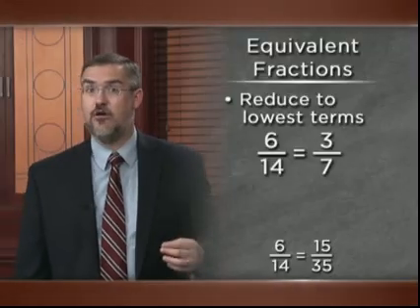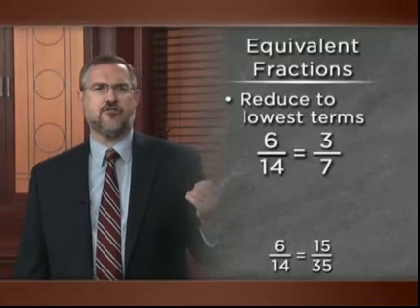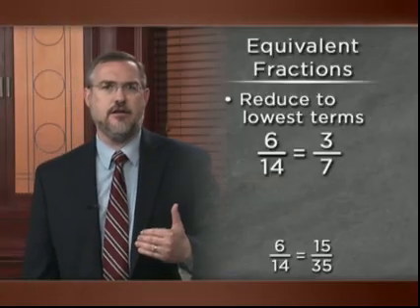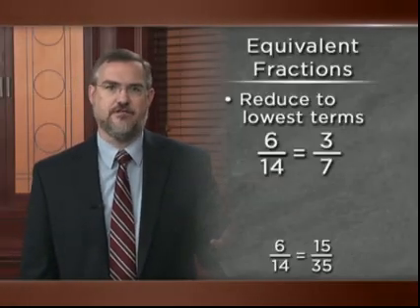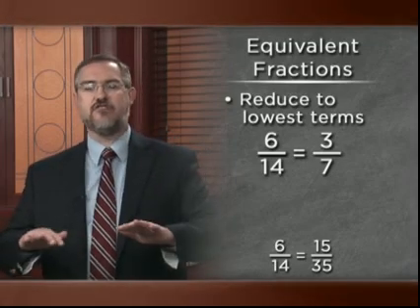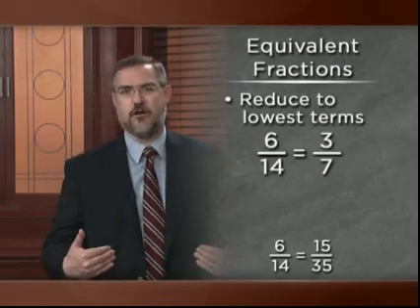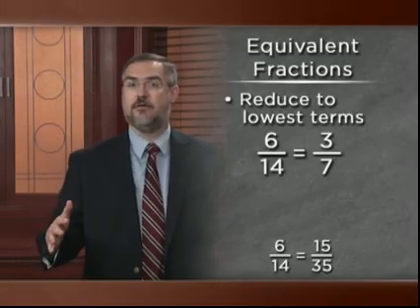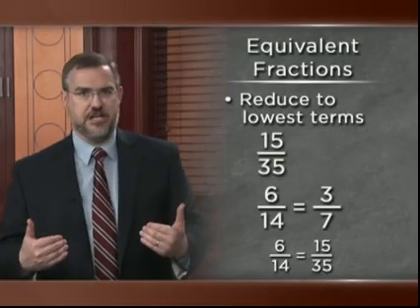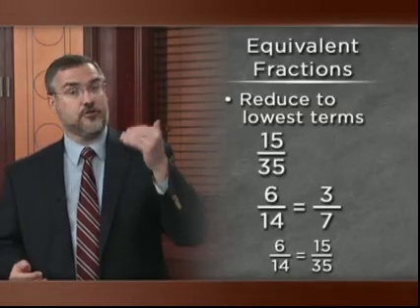Now, is 3 over 7 in reduced terms? Yes, because the only divisors of 3 are 1 and 3, and 3 doesn't evenly divide the 7. So I can't reduce 3 over 7 any further. 6 over 14 reduces to 3 over 7, and I stop. Now, what about the 15 over the 35? That was the other fraction I was thinking about. Can I reduce that one?